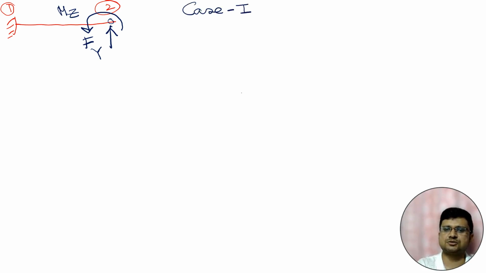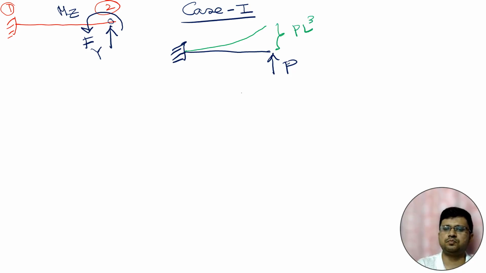Let us say that is case 1. So this is the cantilever beam. We are applying force here, Fy, which we call P. If this is the force, then the displacement will look like this. And the displacement value will be PL cubed by 3EI.